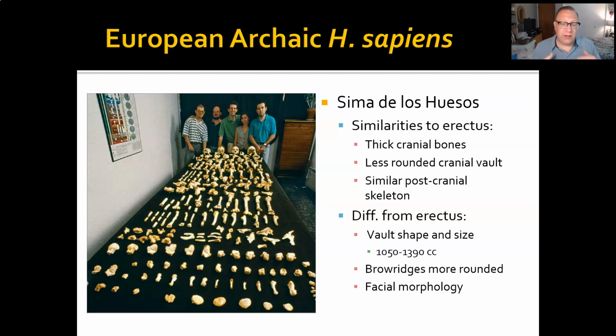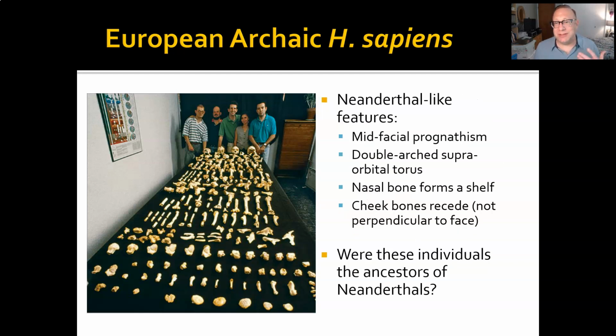The brow ridges are more rounded, and the facial morphology, some of which resembles features in later Neanderthals, especially something called mid-facial prognathism. So this is where not the entire face has been drawn forward, but just the midsection. And what you'll notice is that in mid-facial prognathism, if you look down on the skull and look at the cheekbones, they're usually perpendicular to the face. They sort of run along the plane of the face. Well, with mid-facial prognathism, instead of being like this, they look a little more like that. One of the ways you can identify a Neanderthal from sight.